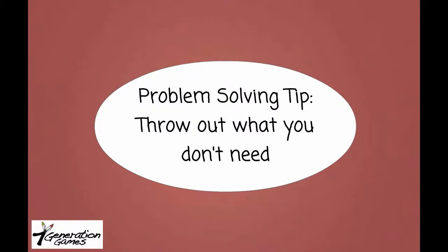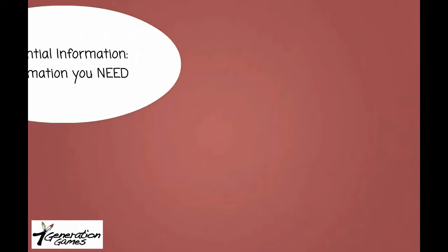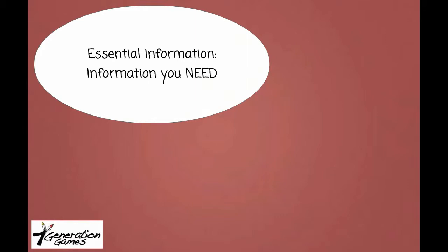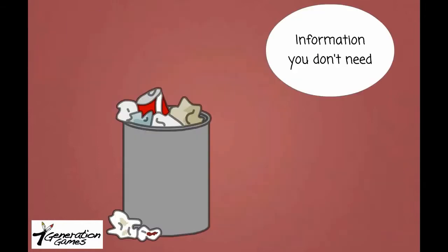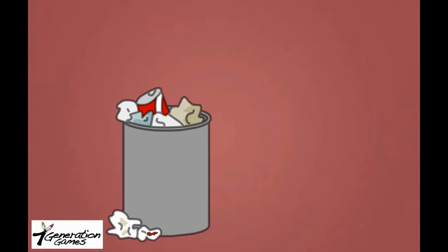Problem solving. Throw out what you don't need. There are two kinds of information in problems. Essential, meaning information you need to solve your problem, and non-essential, meaning extra information that you don't need to solve your problem. If you throw out the information you don't need and just keep the information you do, it can make solving a problem much easier.